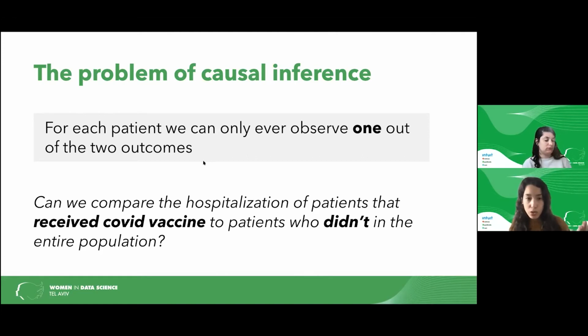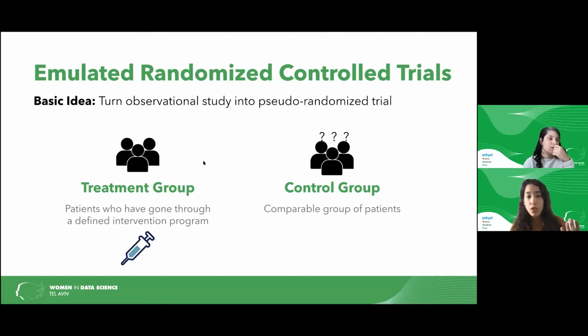So what we want to do is to turn this observational study into a pseudo-randomized trial. So how can we do it? We have the treatment group. We know which patients went through an intervention program, and we try to find a new control group from the patients who didn't receive the vaccine by matching each and every one in the treatment group to his most identical twin in the control group in terms of medical features and demographic features.